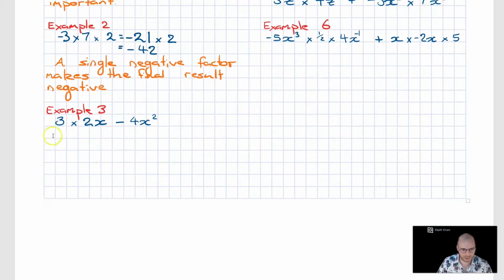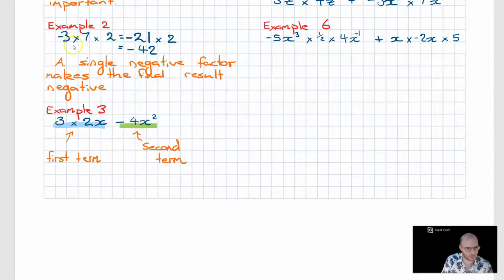Example 3 now. Now we're dealing with terms or factors that have variables in them, so variables and coefficients. So example 3 here, we've got 3 times 2x minus 4x squared. What we want to do is see what happens when we multiply the factors in this expression out. What we're going to do is evaluate the first term. So we'll multiply the factors out.